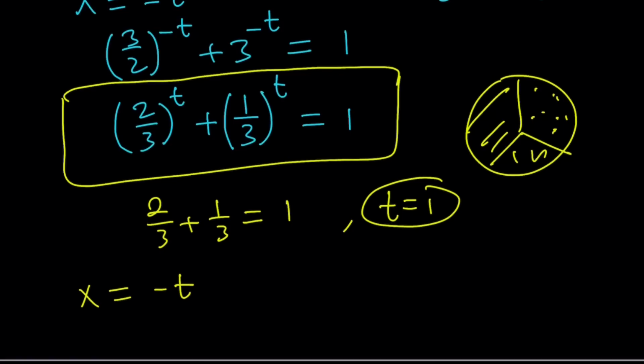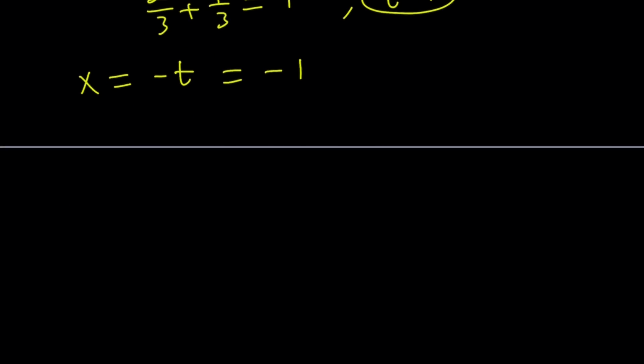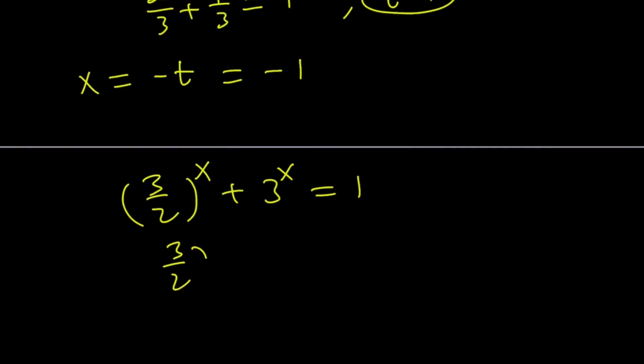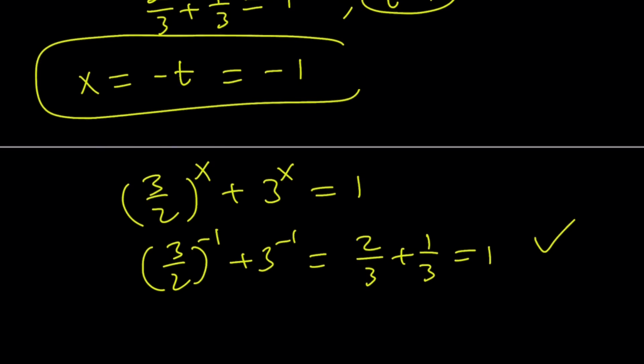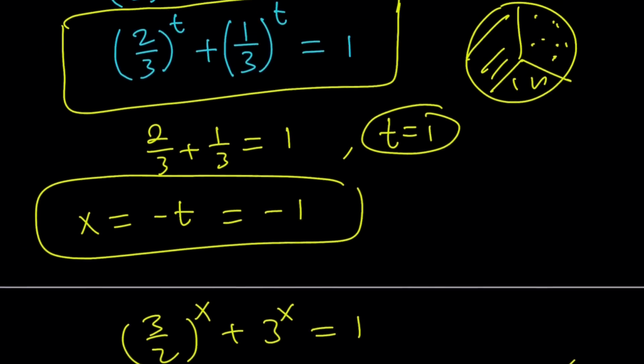So does that mean x is negative 1? Well, let's see. If you think about the original problem, x equals negative 1 is going to work, because 3 halves to the power negative 1 plus 3 to the power negative 1 equals 2/3 plus 1/3, and that's actually equal to 1. So x equals negative 1 works, but is that the only solution? How do we check if there are any other solutions?